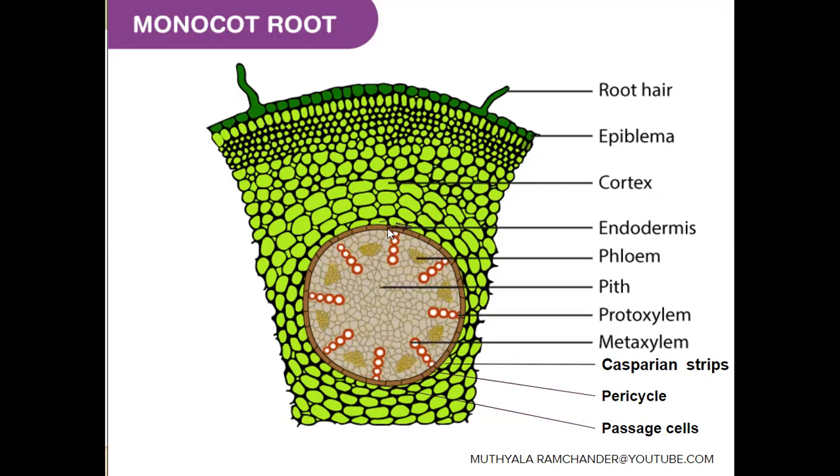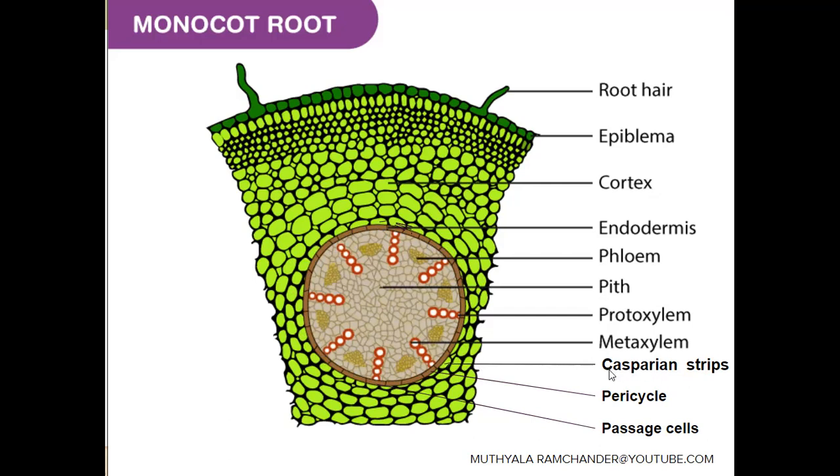Stele is surrounded by two major layers. The boundary layers are endodermis and pericycle. Endodermis is the outer layer of stele. It is made of rectangular parenchyma cells. The endodermal cells are also called starch layer or starch sheath. Each endodermal cell is covered with strips, also called Casparian strips.